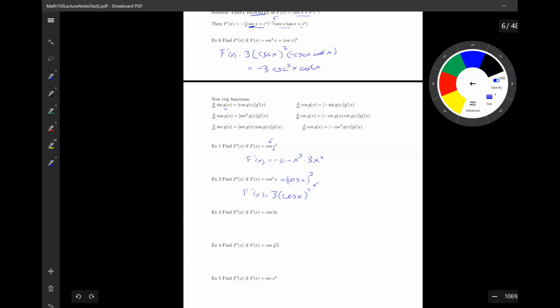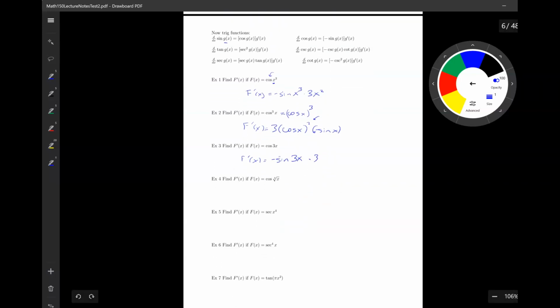subtract 1 from the exponent, carry the inside along. Now I'm going to multiply by the derivative of cosine, which is negative sine. Whoops, negative sine. This here, cosine of 3x, take the derivative of the cosine, negative sine, carry the inside of 3x along, and now I'm going to multiply by the derivative of 3x, which is 3.